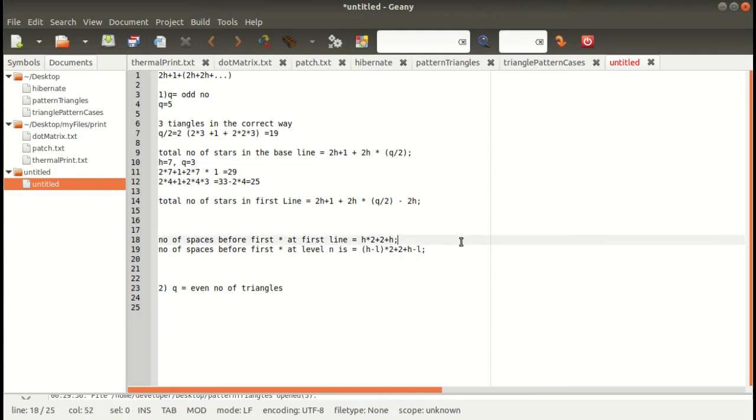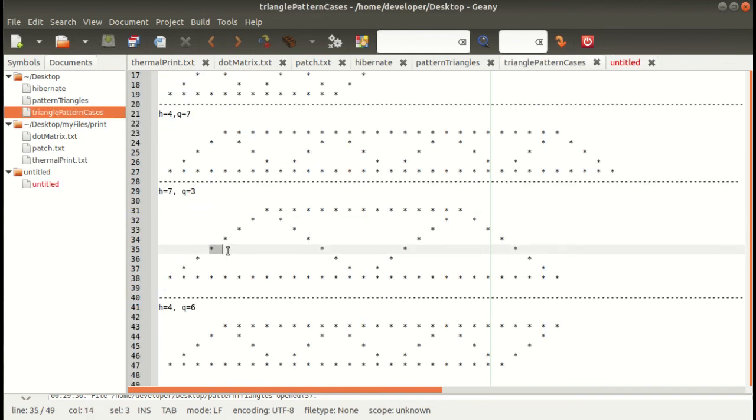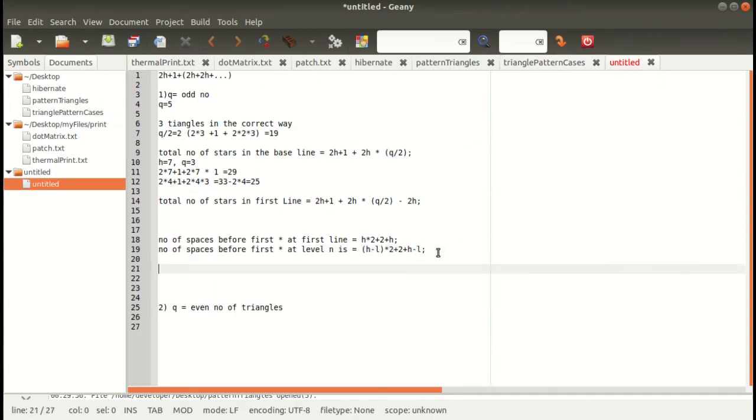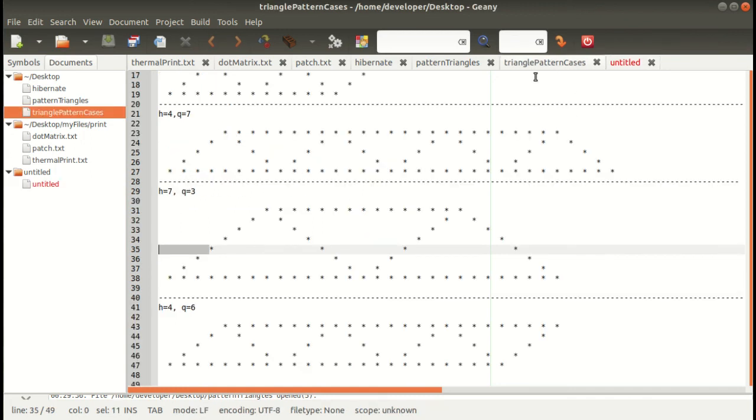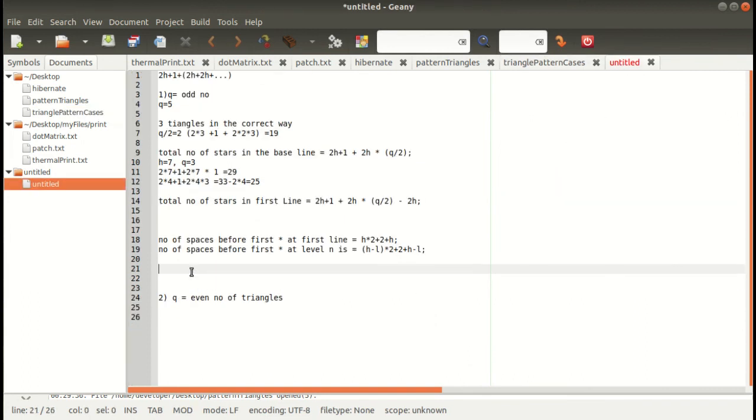Now this is the formula to print spaces at level L. Let's say this is the 1, 2, 3, 4th level. Let's find the number of spaces in the 4th level. What is h? H is 7 here. H minus L. What is L? 4, right? 7 minus 4, 3 into 2, plus 2, plus 7 minus 4. How much will you get? 6 plus 2, 8, 8 plus 7, 15 minus 4, 11 spaces you need to print here. Check this. 2 plus 2 plus 2 plus 2, 8, plus 1, 2, 3, 11 spaces. Fine. Did you get this? This is how you will print the spaces with this formula.